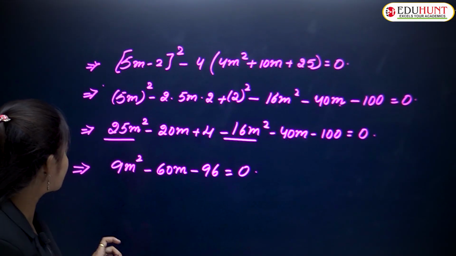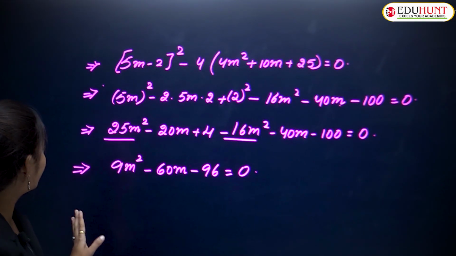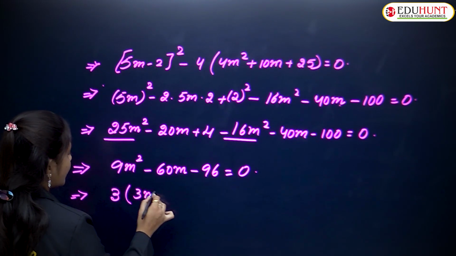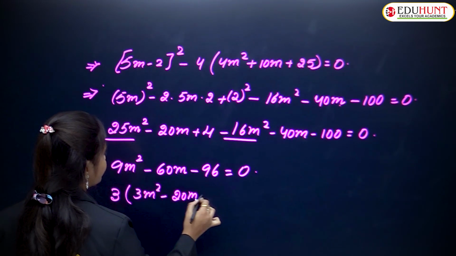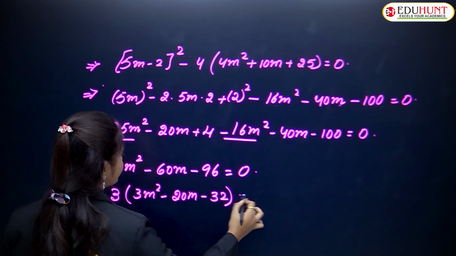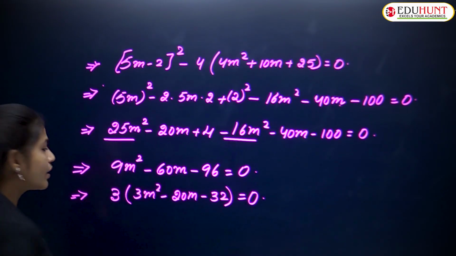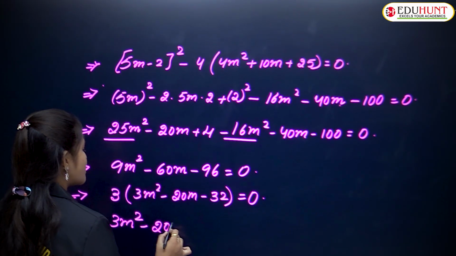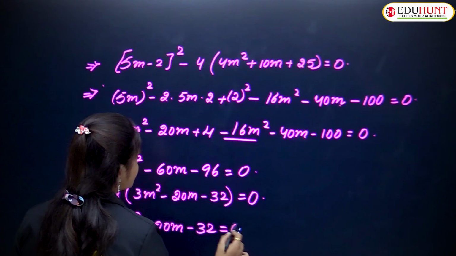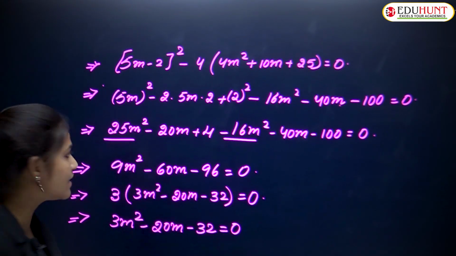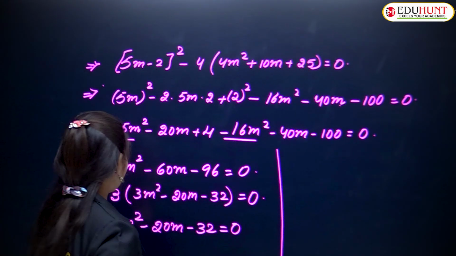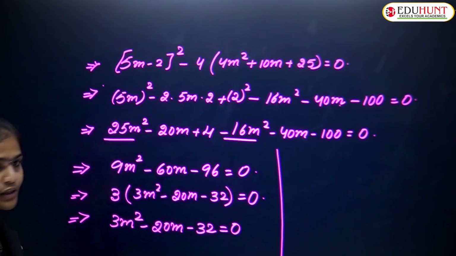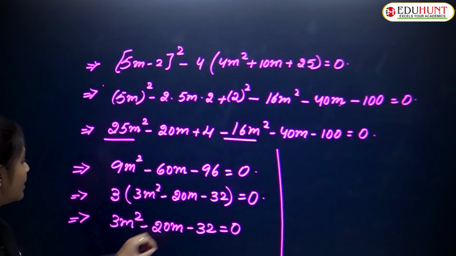Understand? So children, is there any common factor? Yes, we can take that 3 as common. So if you take 3 as common, 3m square minus 20m minus 32 is equal to 0. Dividing 0 by 3, we again get 0. So from this one, 3m square minus 20m minus 32 is equal to 0. So here we have to find the roots.